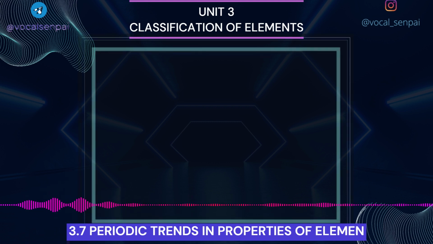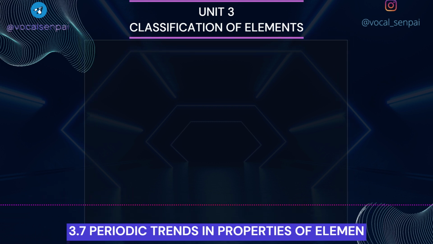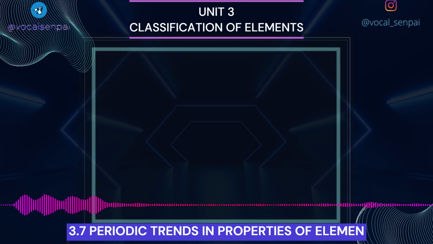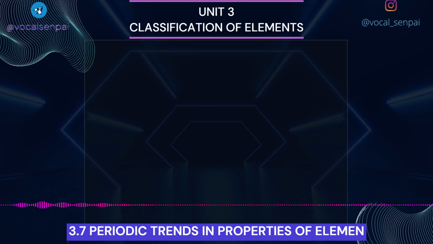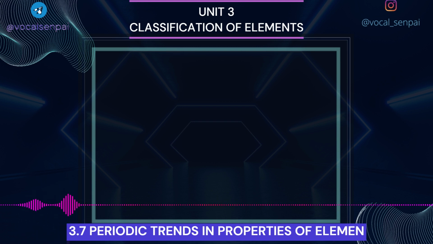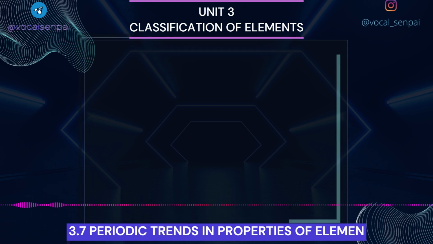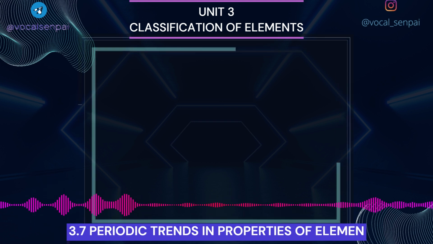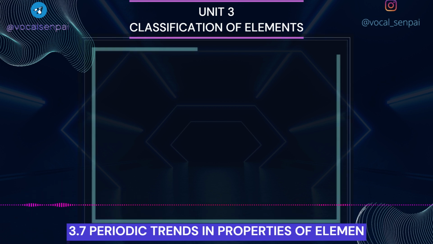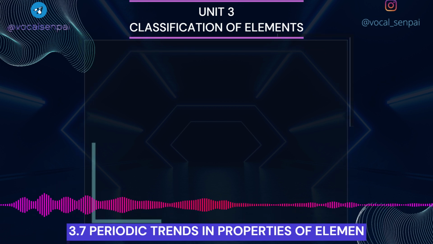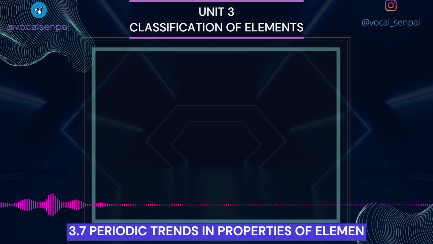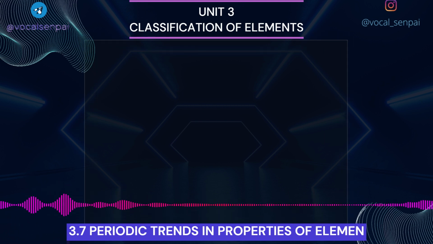But why do the properties of elements follow these trends? And how can we explain periodicity? To answer these questions, we must look into the theories of atomic structure and properties of the atom. In this section we shall discuss the periodic trends in certain physical and chemical properties and try to explain them in terms of number of electrons and energy levels.